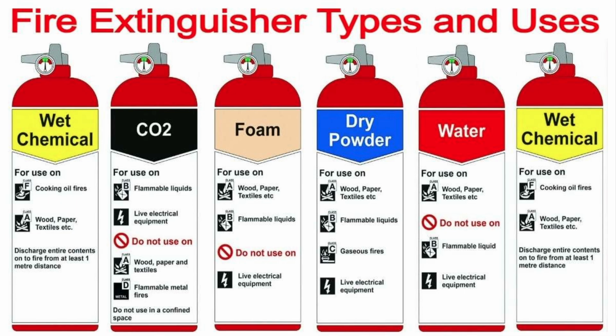Multi-purpose extinguishers. Most portable extinguishers are rated for use with more than one classification of fire. For example, an extinguisher with an ABC or a BC rating is suitable for use with fires involving flammable liquids and energized electrical equipment. So B is for the liquids, and then C is for the electrical.